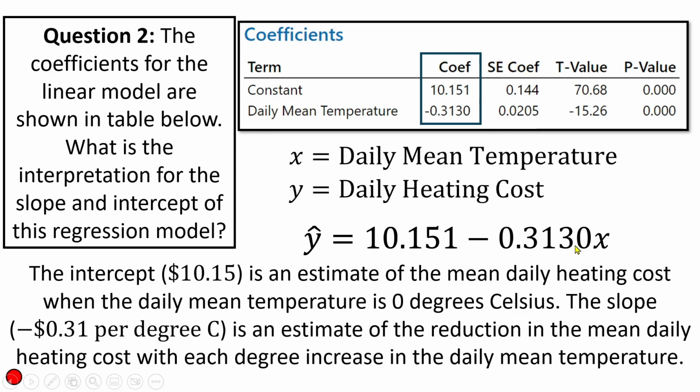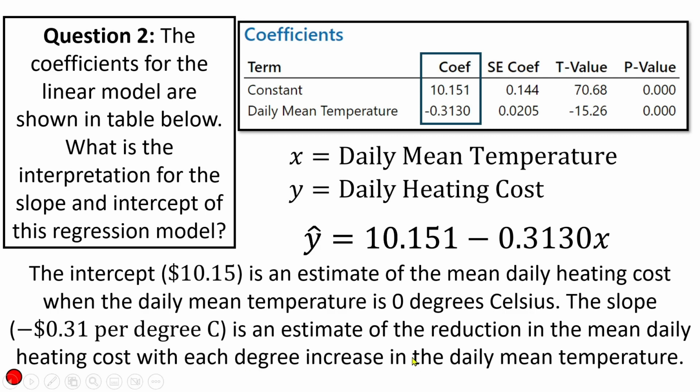The slope, which is the other number here, the slope is about 31 cents per degree Celsius. What is that telling you? This is an estimate of the reduction in the mean daily heating cost with each degree increase in the daily mean temperature.